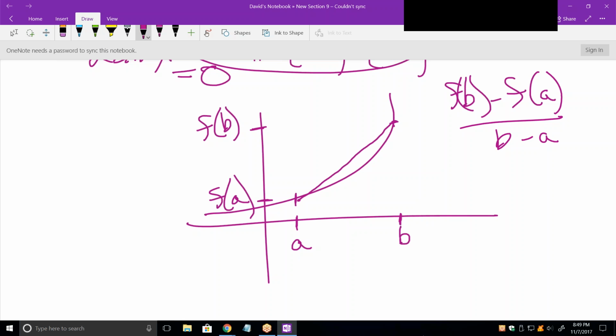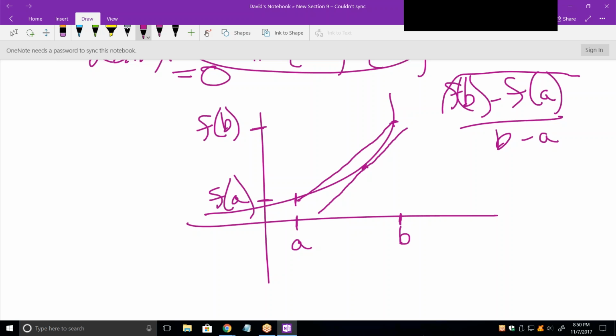Okay? What the mean value theorem says is that as long as this function is continuous, there has to be some point on the function whose slope of the tangent line is that same. It's impossible for there not to be a spot on the function that doesn't match that slope. That secant slope? Yes. And how do we go about finding that?